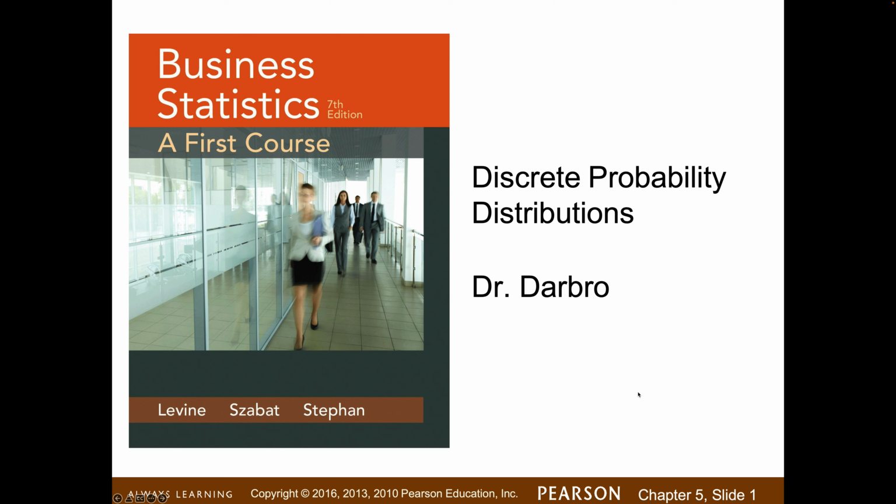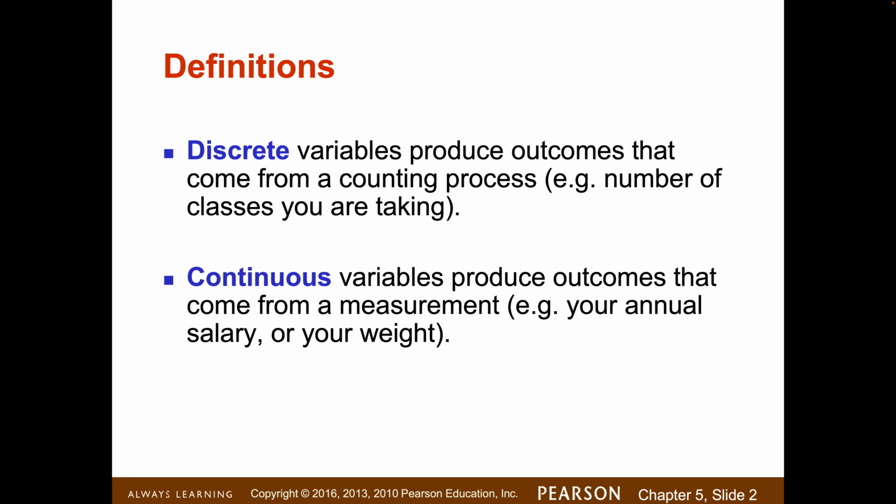All right, the purpose of this video is to introduce you to discrete probability distributions. We'll get into continuous probability distributions in a later video, so let's get to it. First of all, discrete variables come from a counting process. It's a quantitative variable that we count. Continuous are quantitative variables that we measure.